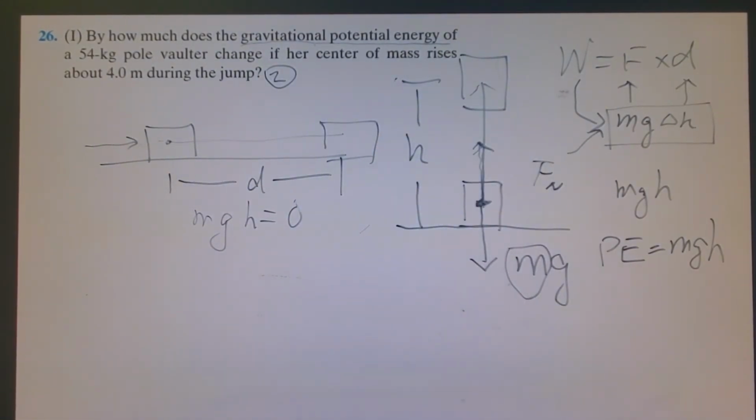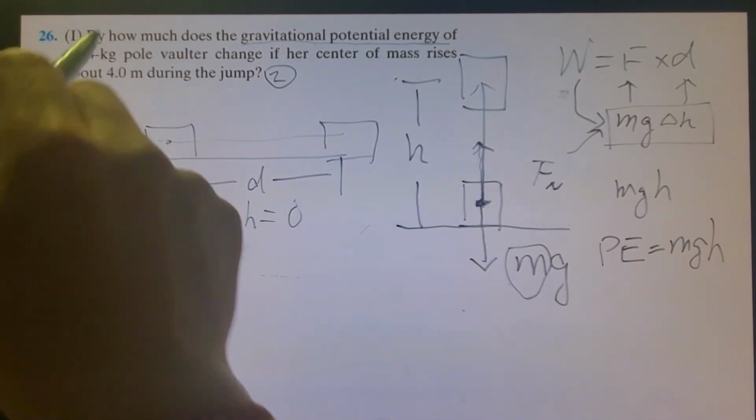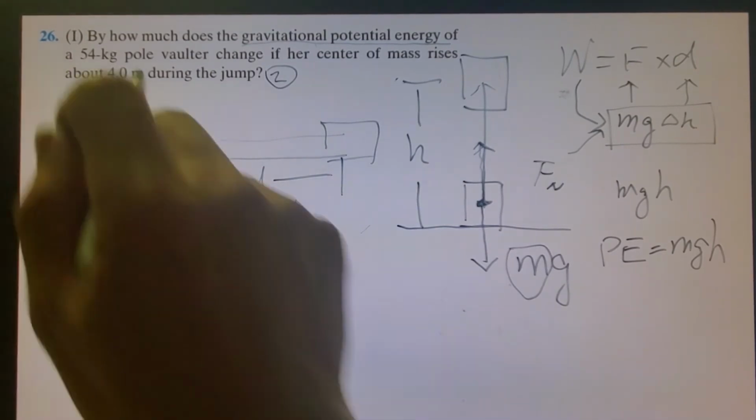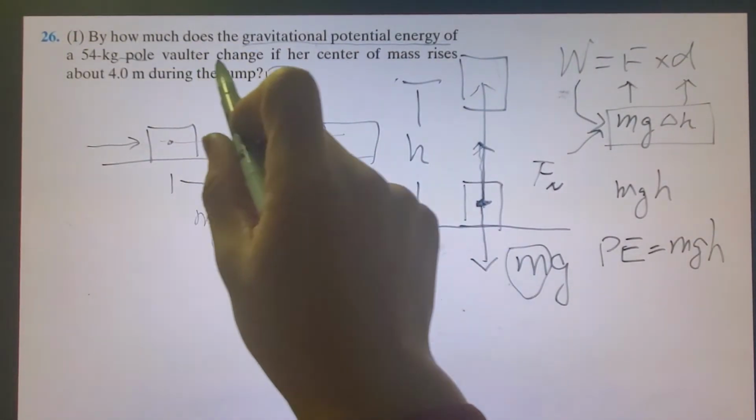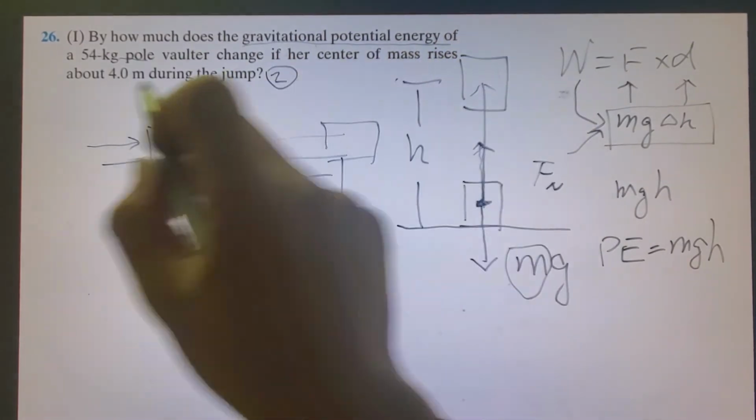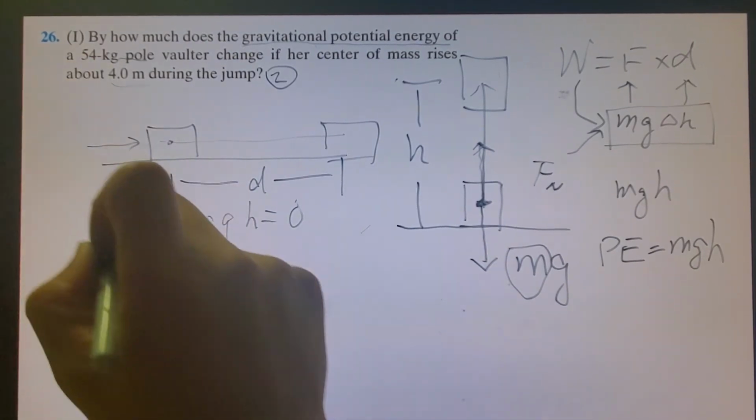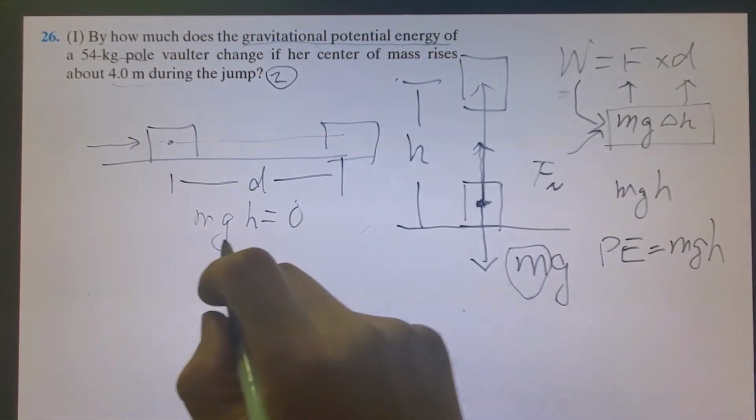Okay, let's go back to our question. By how much does the gravitational potential energy of a 54 kilogram pole vaulter change if the center of mass rises 4 meters? Okay, so someone is trying to jump. So what is the gravitational energy?